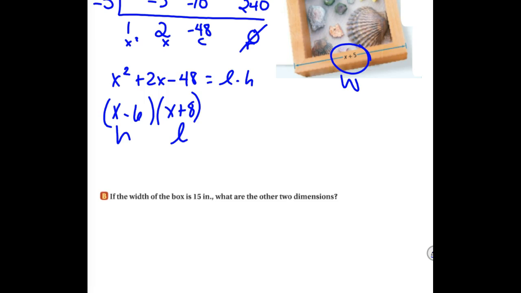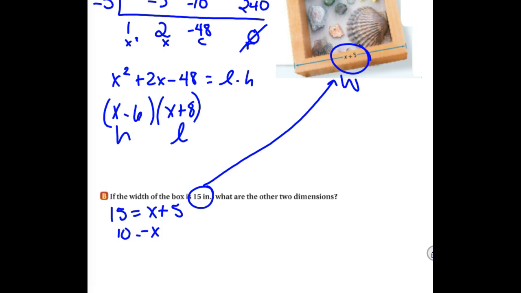Part B says, what if we know the width of the box is 15 inches? What are the other two dimensions? Now be careful, because they're telling me this 15 is this width. That means 15 is equal to x plus 5. So my x is only 10.